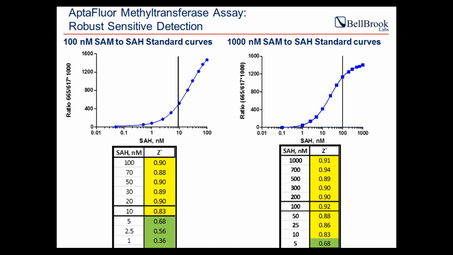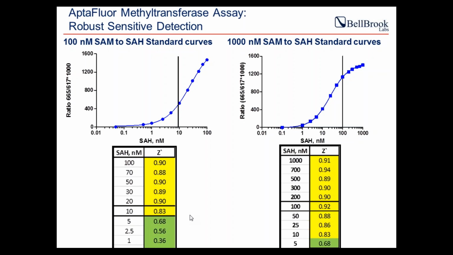Now, Z prime is a measurement of not only signal variability, but also dynamic range. So it reflects on the usability of the assay. Now, for a biochemical assay, typically NIH guidelines say we want a Z prime greater than 0.5, but you can see here in this table below with a 100 nanomolar standard curve at 10 nanomolar in the enzyme reaction or in 10 microliter reaction, you get a Z prime of 0.83. Now, that's really great considering in a 20 microliter reaction, you're measuring 5 nanomolar SAH, so it's extremely sensitive.